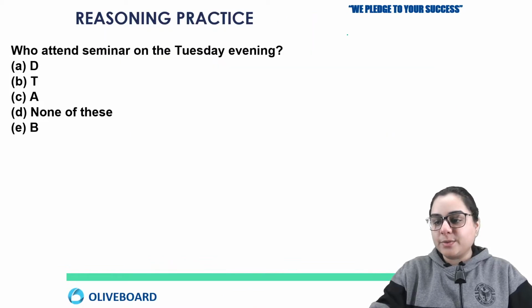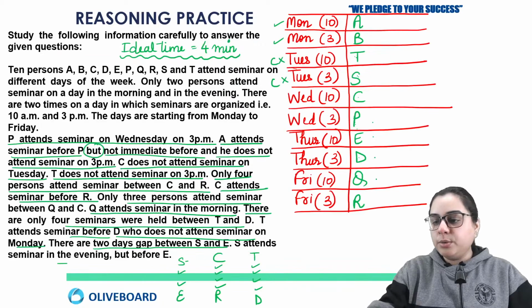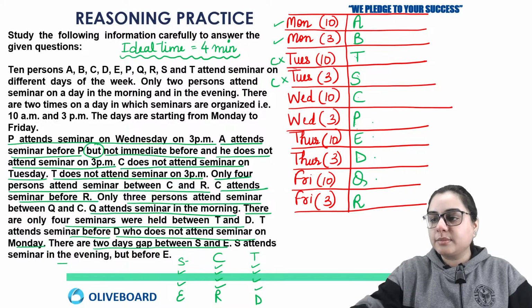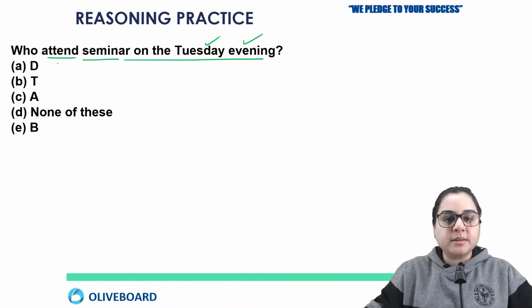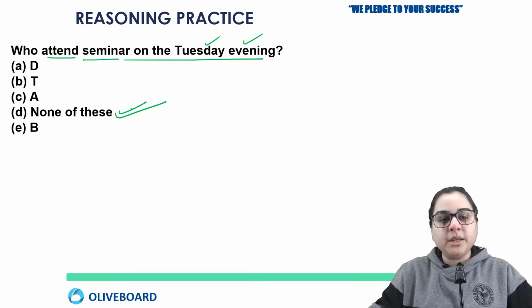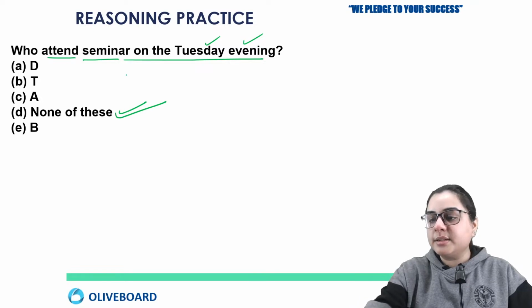So here's the first question: who attends seminar on the Tuesday evening? Evening means he's asking 3. So on Tuesday at 3, who is the person attending the seminar? So you can see, Tuesday 3, it is S, right? And which is not there in the options, and hence the answer here will be option number D, that is none of these. So is this question clear?